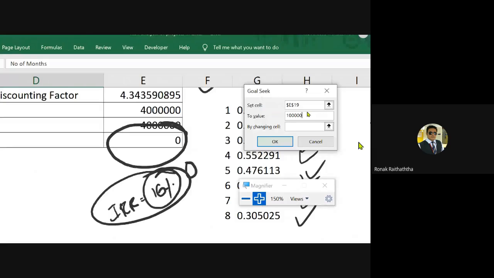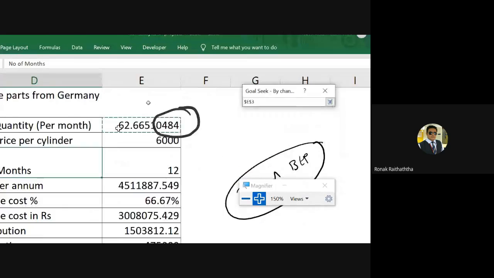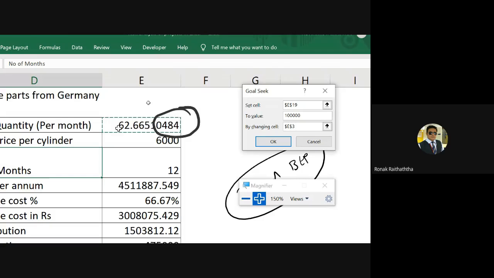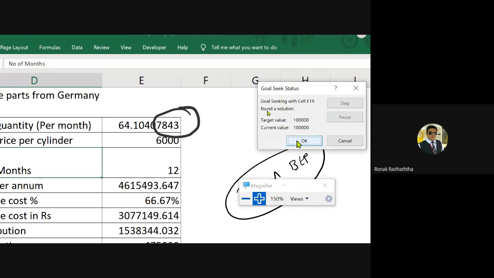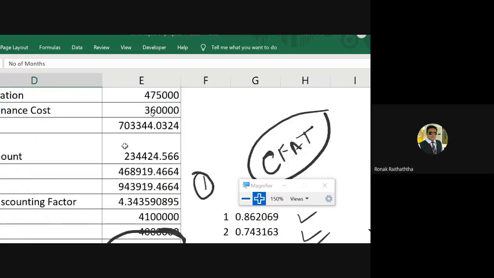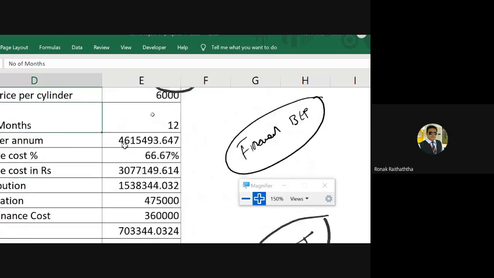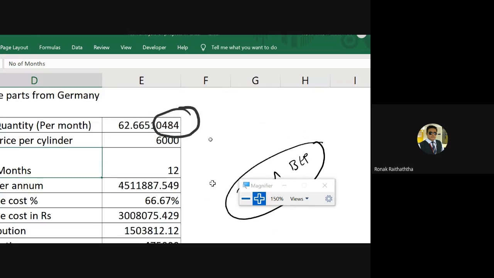Now, whatever the cell you want to change must be independent. Please put it in the back of your mind. Must be independent. It is deriving the value from its own. It is not dependent on any other cells. So whatever the cells you want to change must be independent. Pressing enter. Pressing OK. Pressing OK. Just a second. We have got the value. That's coming around 64 cylinders per month. Is it clear? Crystal clear to all of you?